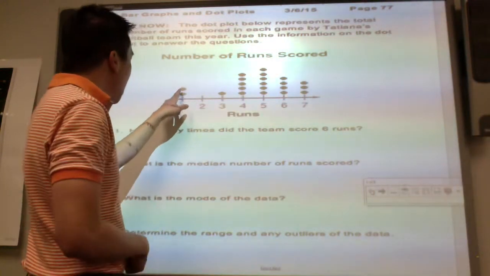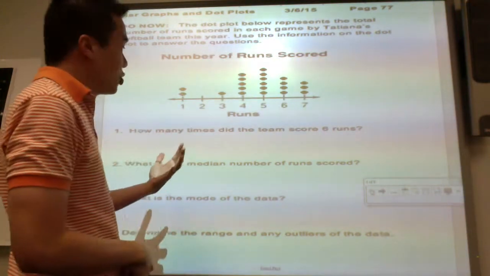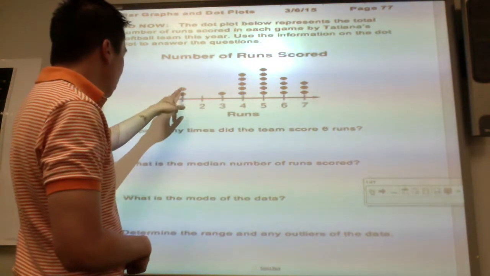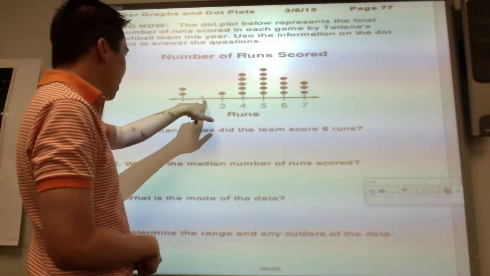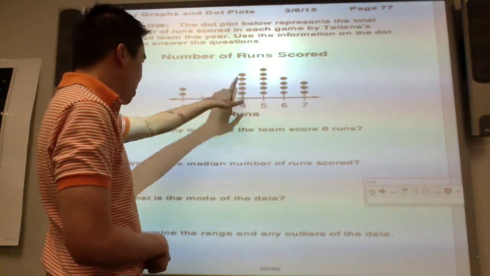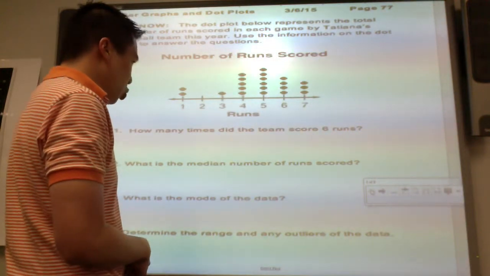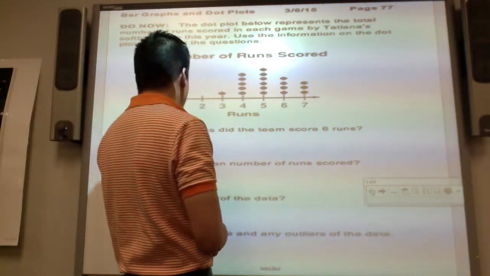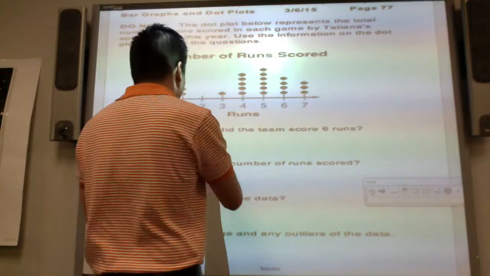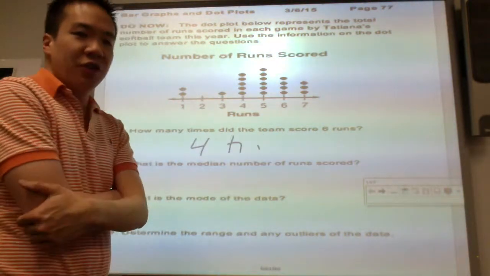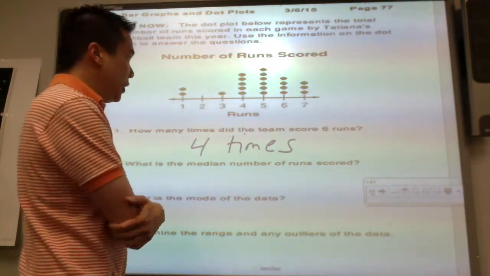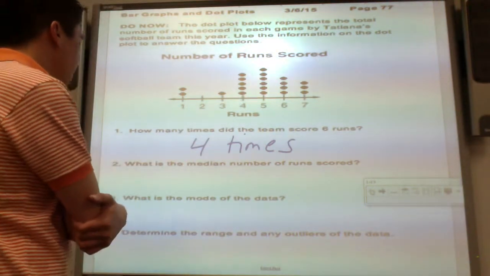So each little dot represents the number of games with this many runs. So let's see, 2 games had 1 run. No games had 2 runs. A game had 3 runs, and so on. How many times did the team score 6 runs? So how many times? 1, 2, 3, 4. 4 times.